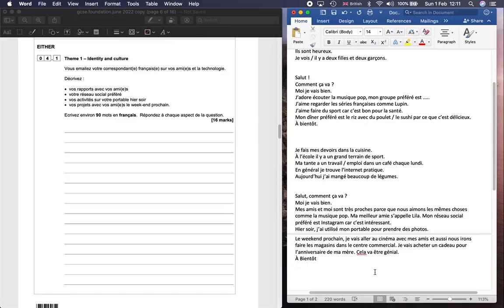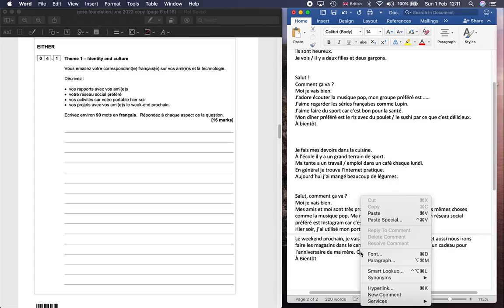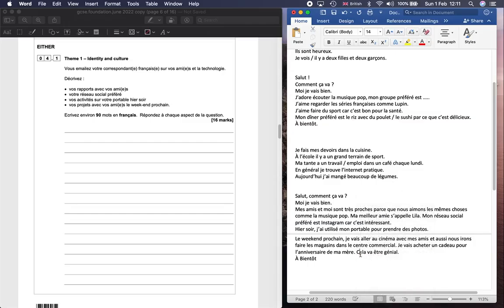Next weekend, I'm going to the cinema with my friends and also we will go shopping at the mall. I'm going to buy a gift for my mom's birthday. Cela va être génial. And this is correct. There you go.